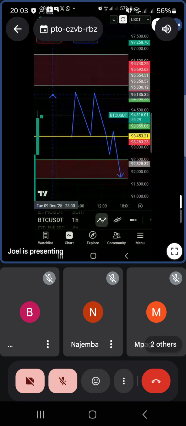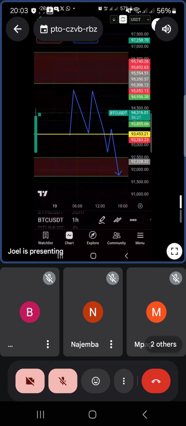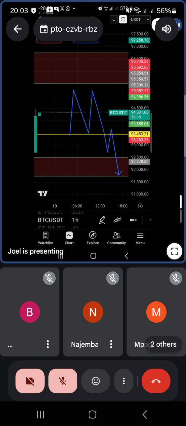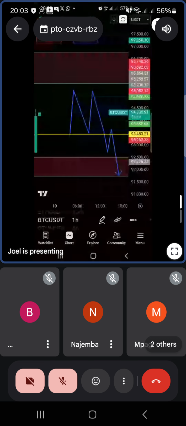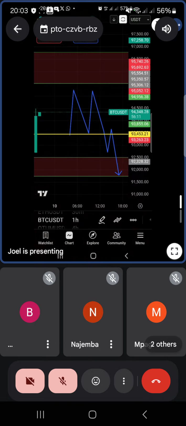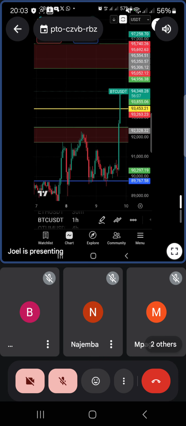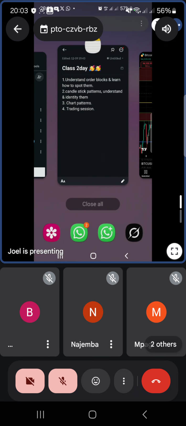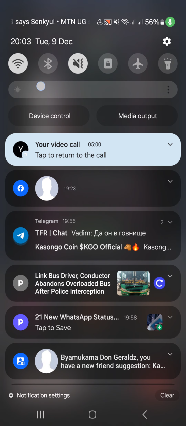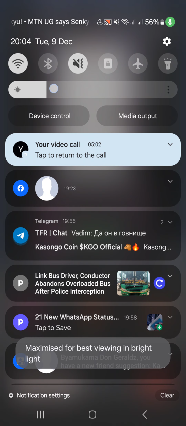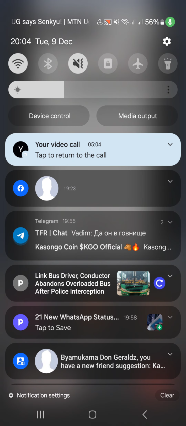Whenever you see a double top, mainly these will occur in the lower time frames, because I'm a 4-hour guy. On the 4-hour, what is a bearish candlestick pattern? It could be an evening star. Let me show you how it looks.